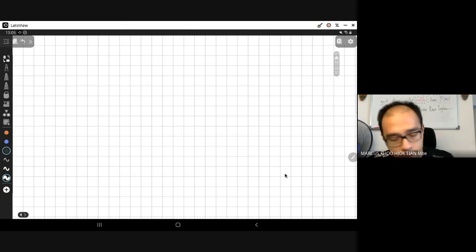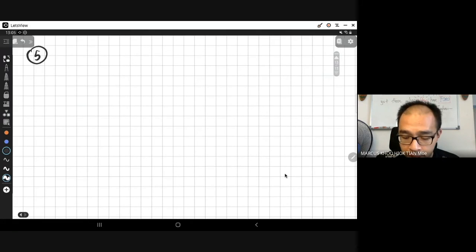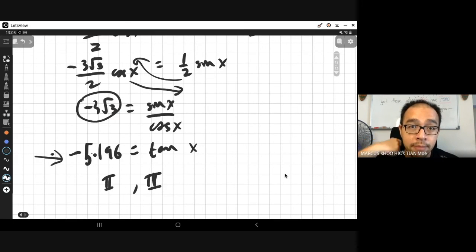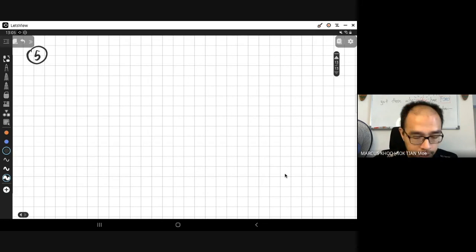Let's continue. Number 5. Just a reminder, guys, this one is not done yet. I'm just stopping here because we've covered how to do this in our previous class. So yang ini kamu teruskan sampai kamu dapat 2 jawapan. Same thing. Determine the quadrant, find the base angle, determine the angle in the correct quadrant. All right. Number 5, this is where we are.